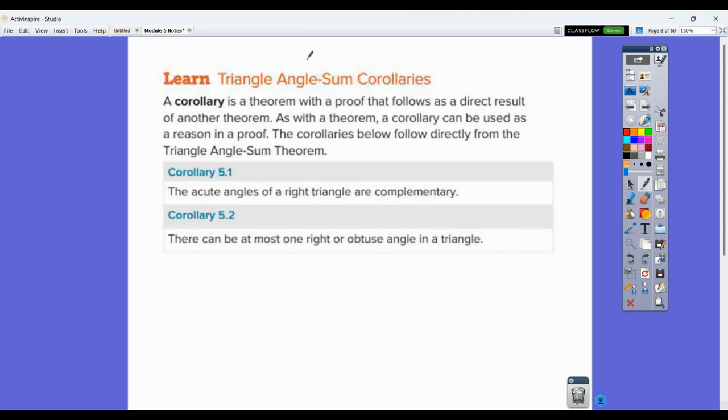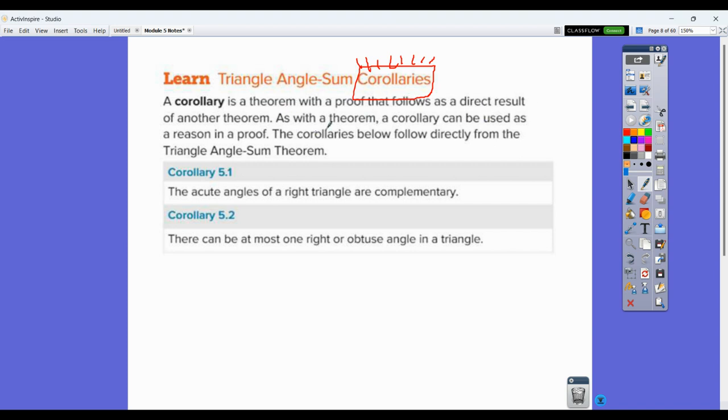Okay, so the triangle angle sum corollary. I believe this is the first time we've heard this term here. Maybe not the first time, but we haven't seen it in a while. A corollary really is just a theorem that follows as a direct result from another theorem. So when we say the triangle angle sum corollaries, they're really just the triangle angle sum theorem, maybe written in a slightly different way. I wouldn't read into that too much. Just know that it's another term for theorem.